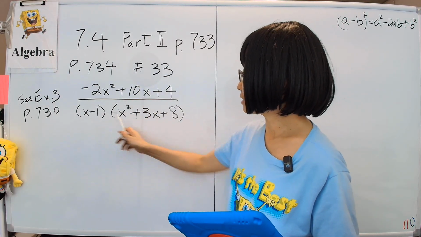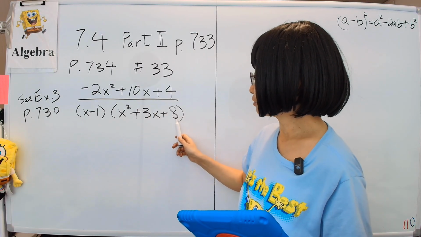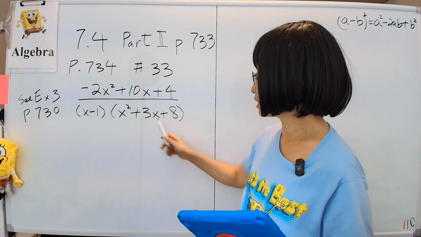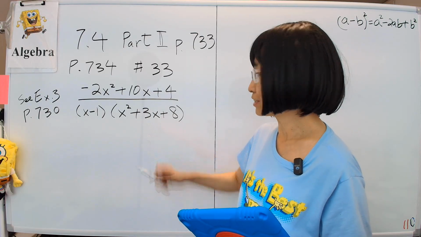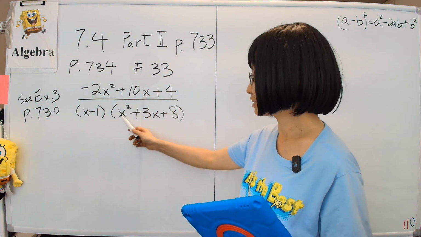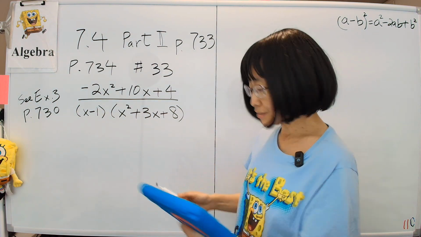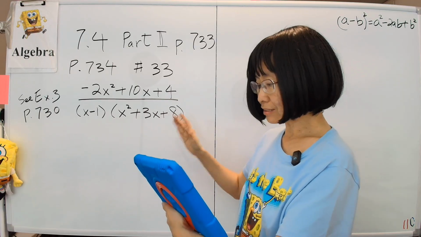We have an x minus 1, and this thing cannot be factored out, because 1 times 8, 2 times 4, when you add it up, 2 plus 4, is more than 3. It is not factorable. So we are going to do it in this style.